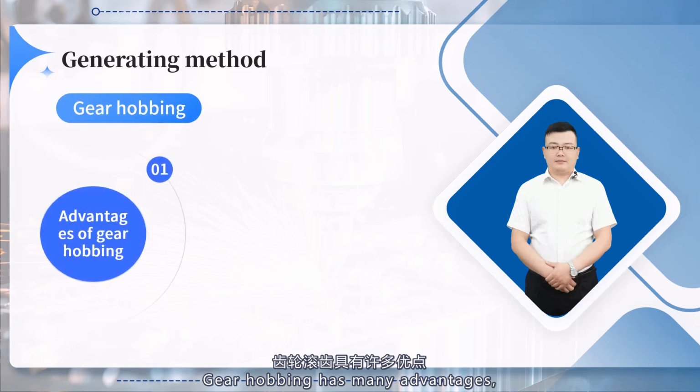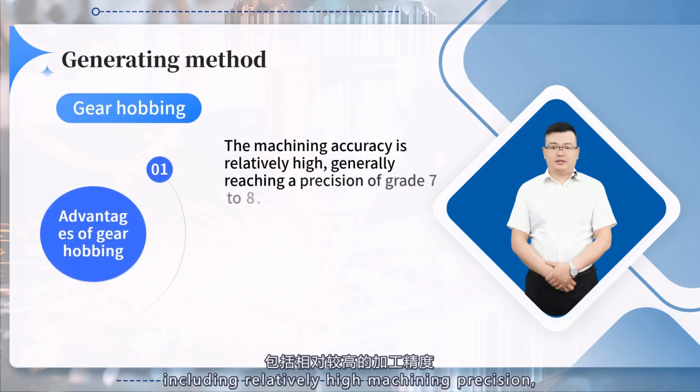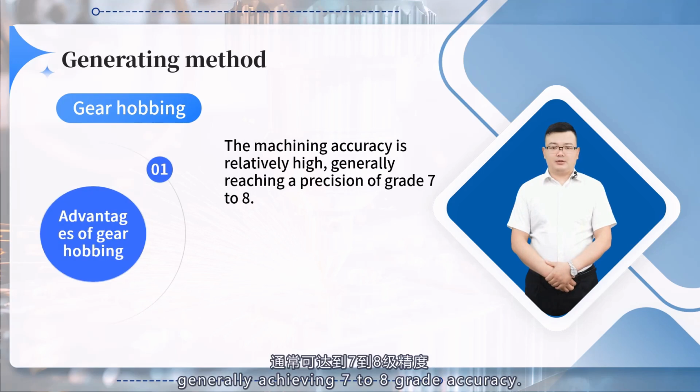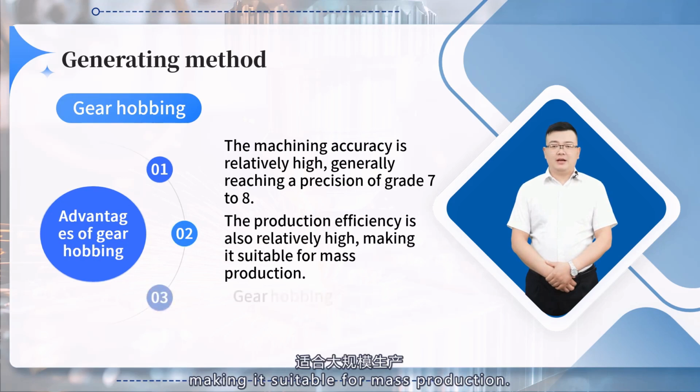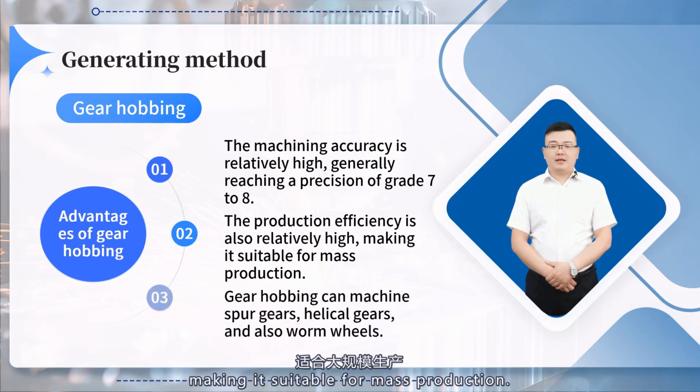Gear hobbing has many advantages, including relatively high machining precision, generally achieving 7 to 8 grade accuracy. It also offers high production efficiency, making it suitable for mass production. Additionally, gear hobbing can machine spur gears, helical cylindrical gears, and even worm wheels.